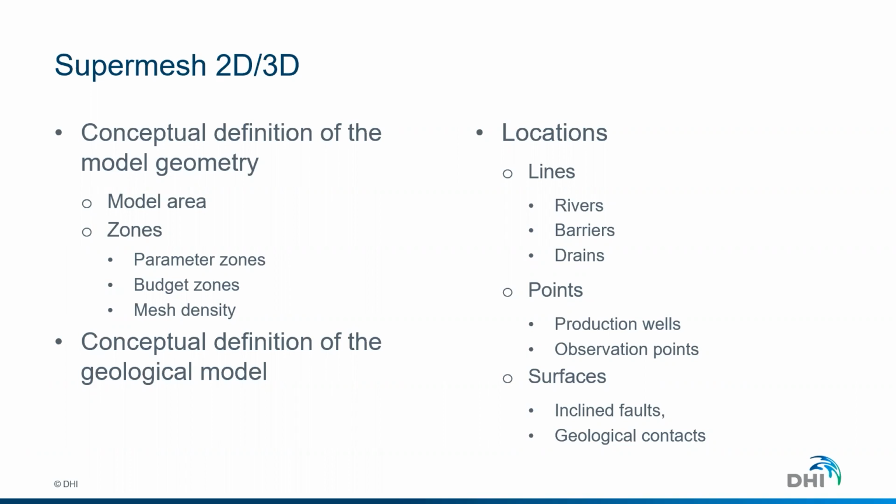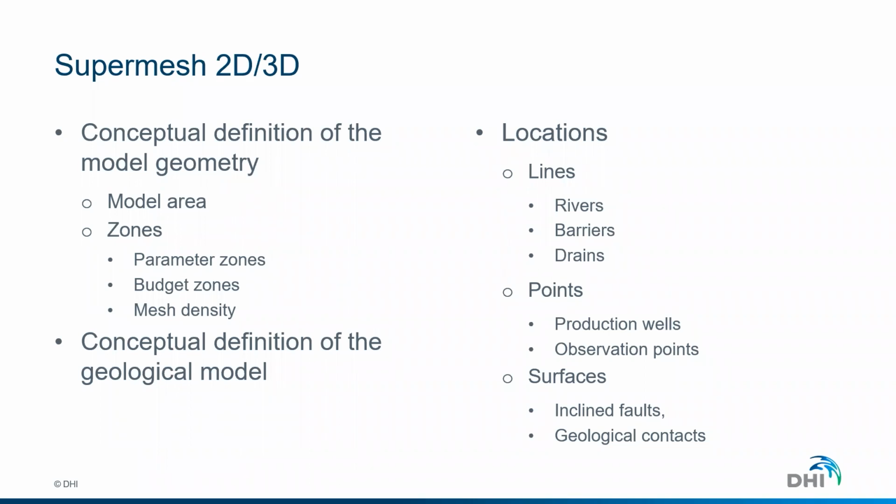It's a set of different geometrical information in 2D or 3D, depending on the case. It could be lines, if we want to simulate drainages, pipes, or barriers; points for wells; and surfaces in the case of 3D geometries, where we want to simulate inclined faults, geological contacts, and others.